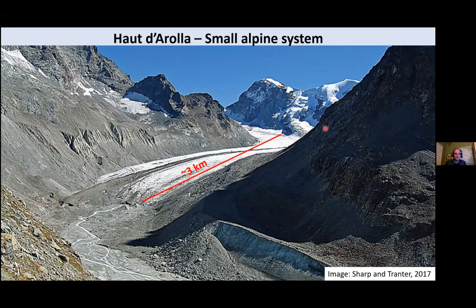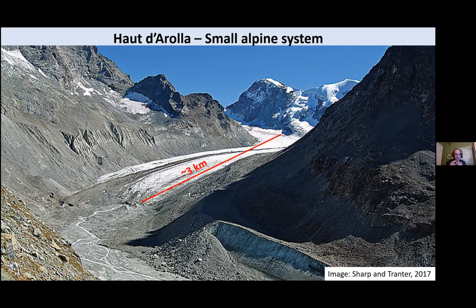So this example of an Alpine glacier is Haut Glacier d'Arolla, which is quite a famous Alpine glacier, at least in the glacial geochemistry world, because Sharp and Tranter, whose image from their book I took this from, and quite a few other people did several seasons of work here some decades ago, I think starting in the late 80s, if I'm not mistaken, and going well through the 90s. And a lot of what we know about glacial geochemistry really started with that body of work.